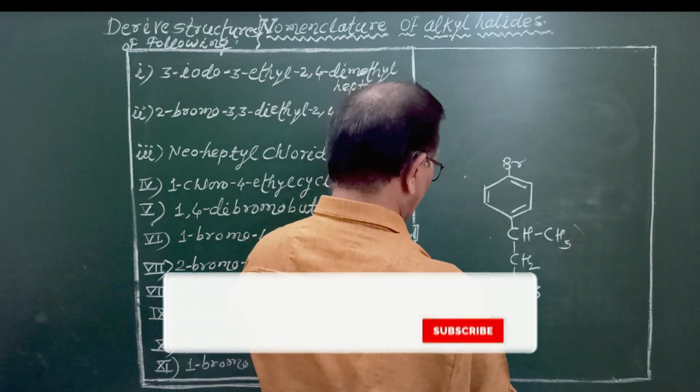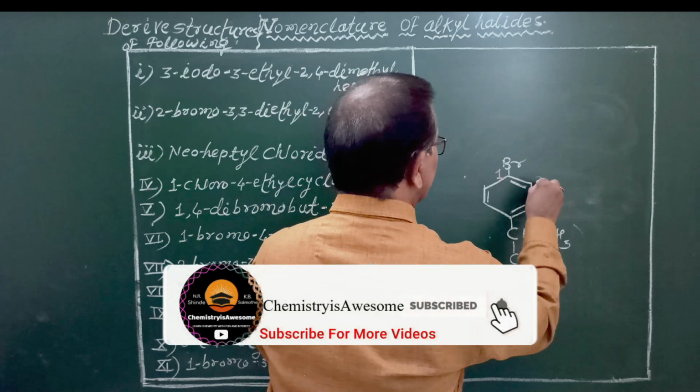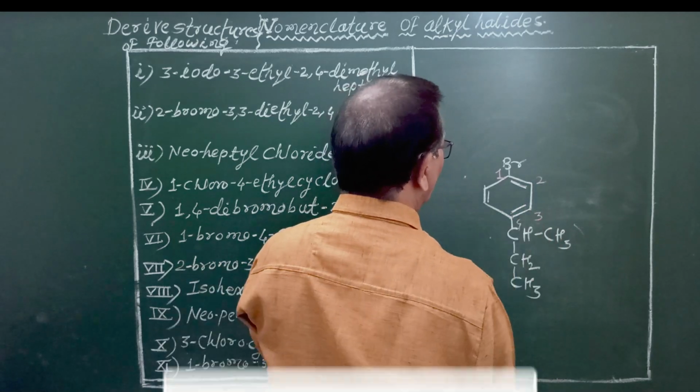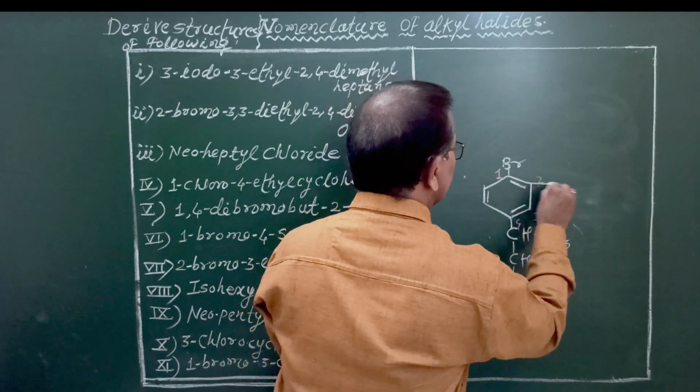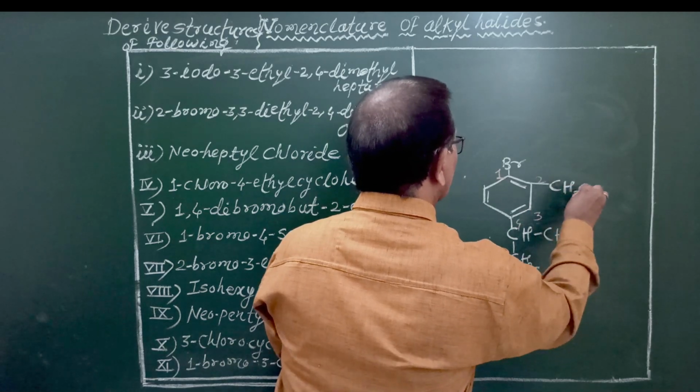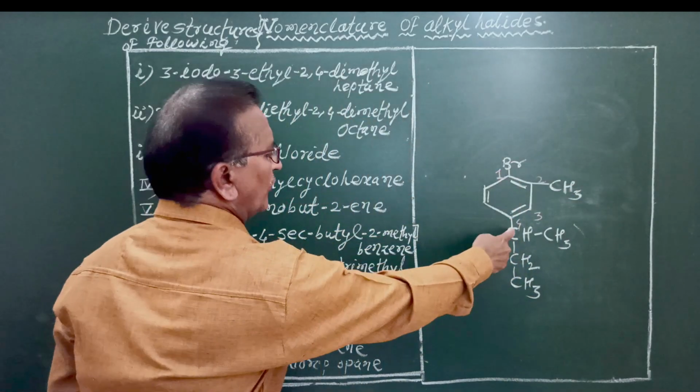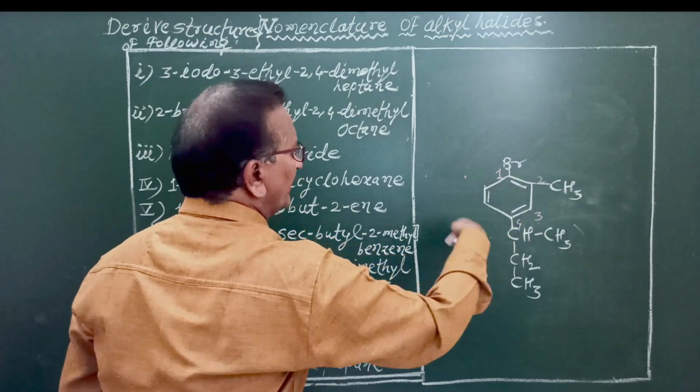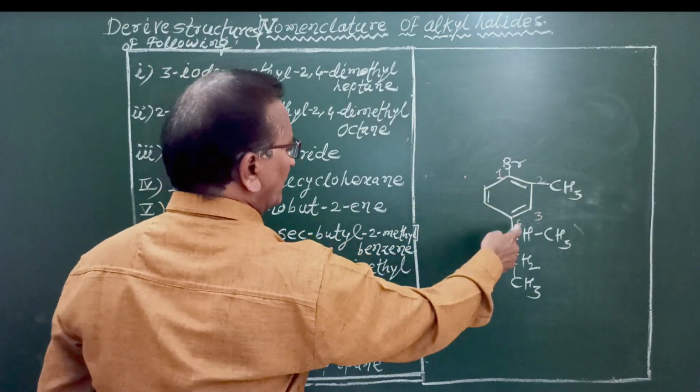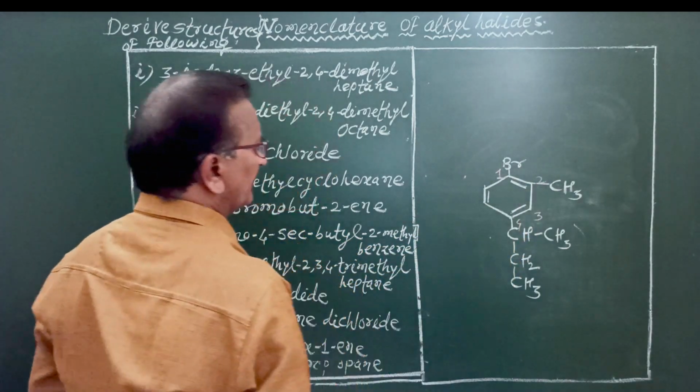2-methyl. This is carbon number 1. This is 2nd, this is 3rd, and this is 4. To this carbon number 2, we must attach a methyl group. So this is 1-bromo 4-sec butyl 2-methyl benzene.